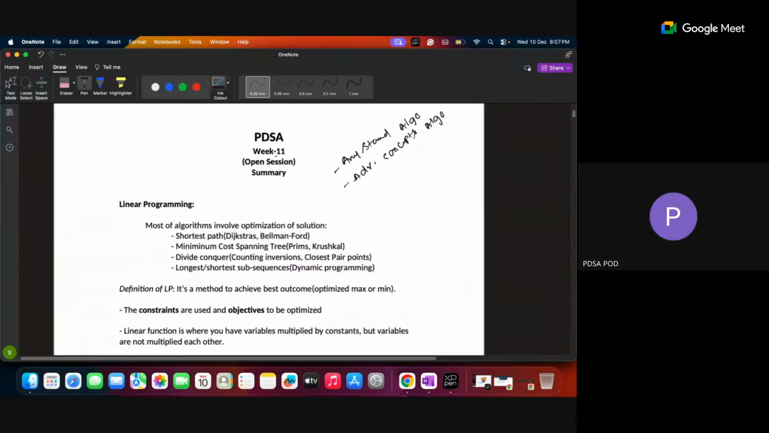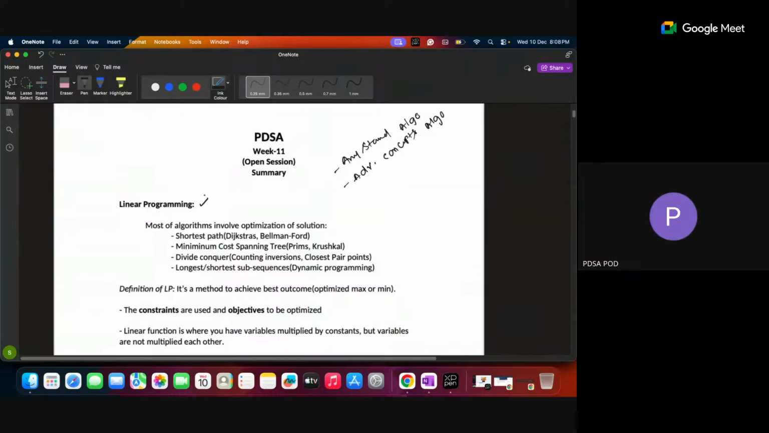The first one is the linear programming model. Next, we move to network flows. Then we have reductions. These are all different kinds of concepts, but basically the first concept is the linear programming model.